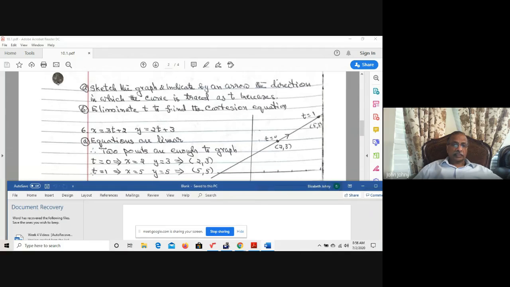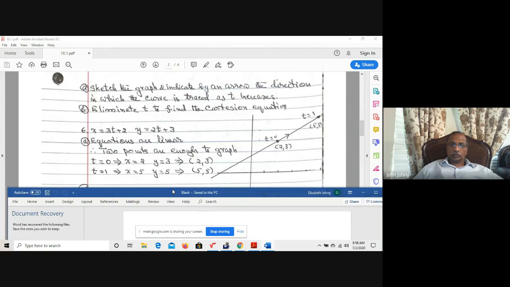Then when t is equal to 1, x is 3 times 1 plus 2, and y is 2 times 1 plus 3. So that is 5 and 5. X is 5, y is 5. Now on the xy plane, when x is equal to 2, y is 3. That corresponds to t is equal to 0. When x is equal to 5, y is equal to 5.